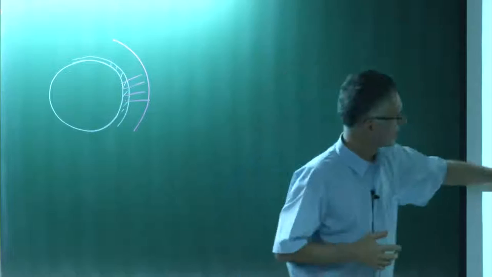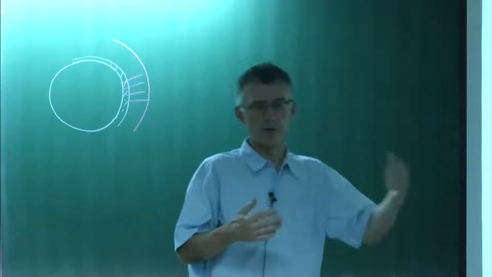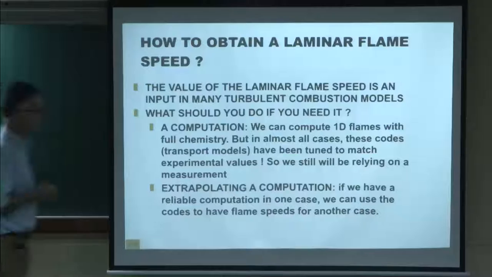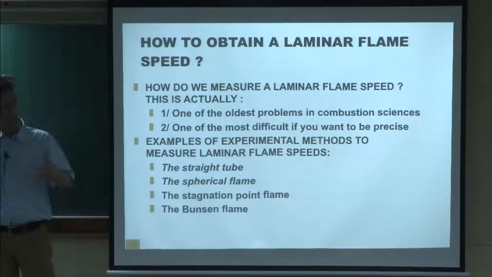What you can do, if you believe in your kinetic scheme at equivalence ratio equal 0.8 and you need to go to 0.6 or to 1, probably that's reliable. That's a good thing. So in any case, what we need is a measurement. So how do you obtain flame speed? Well, it's an old problem, and you will see that it's a complex one.